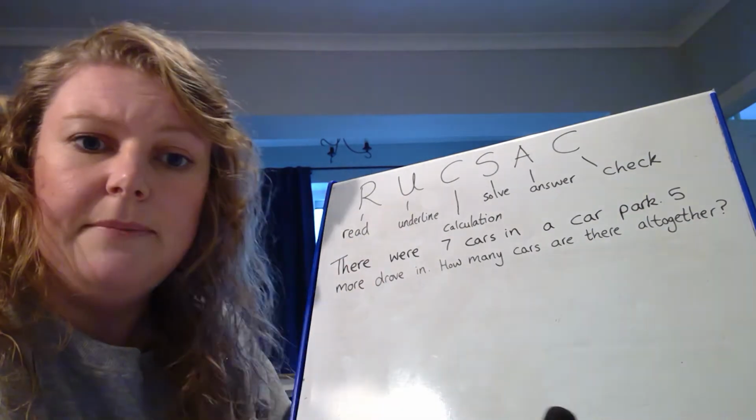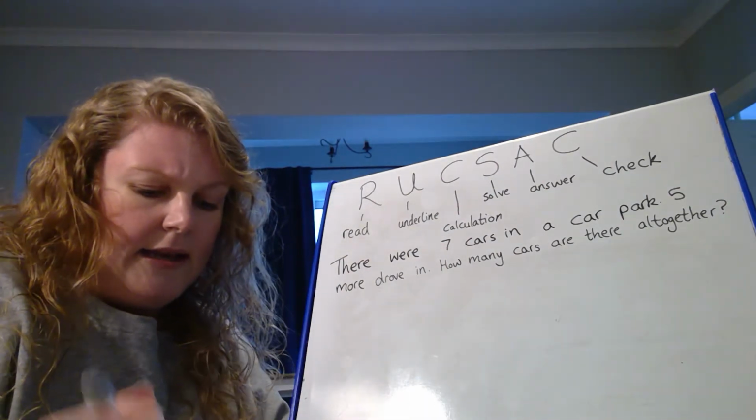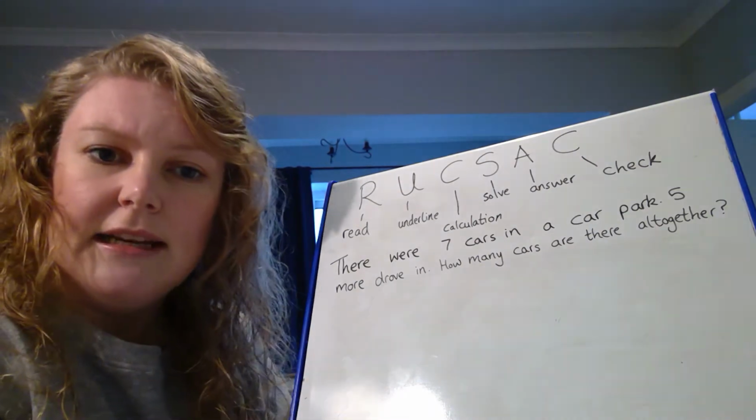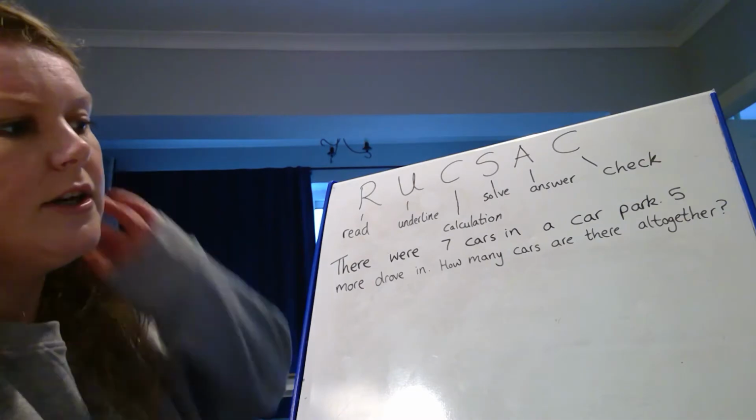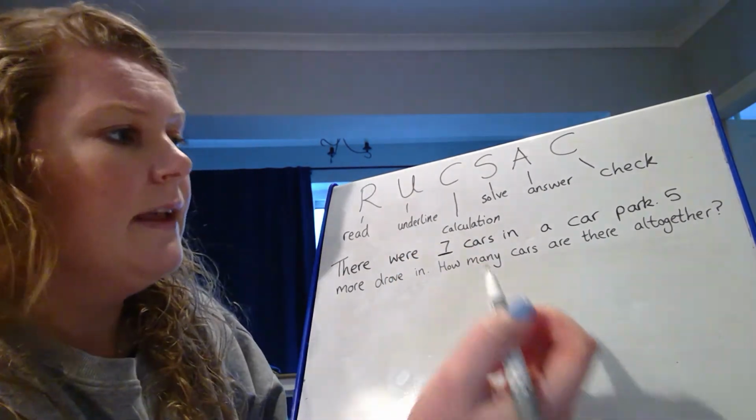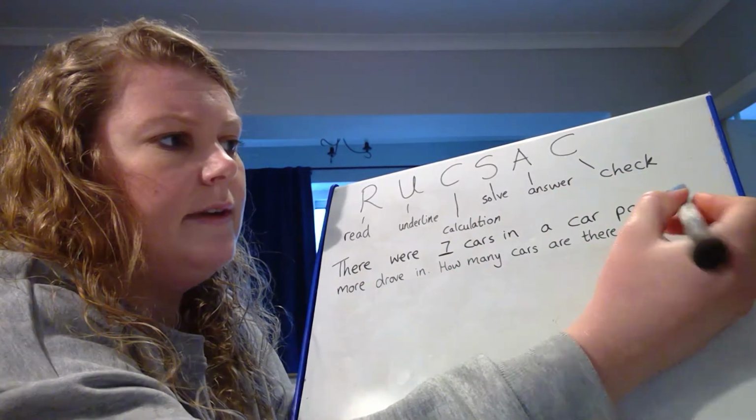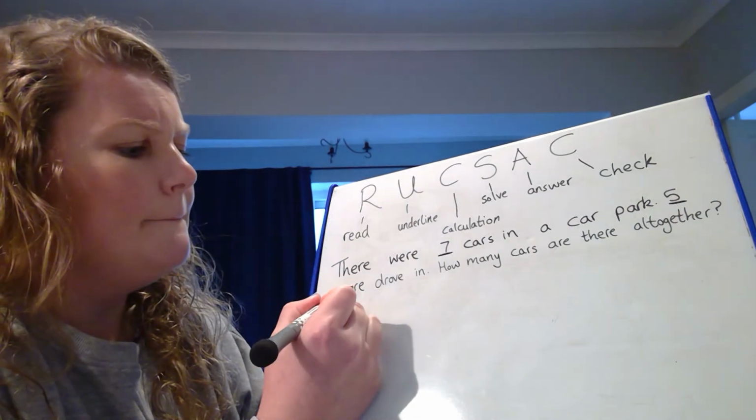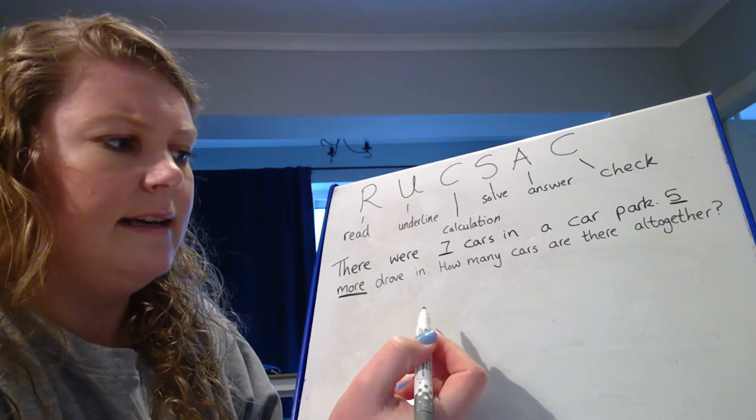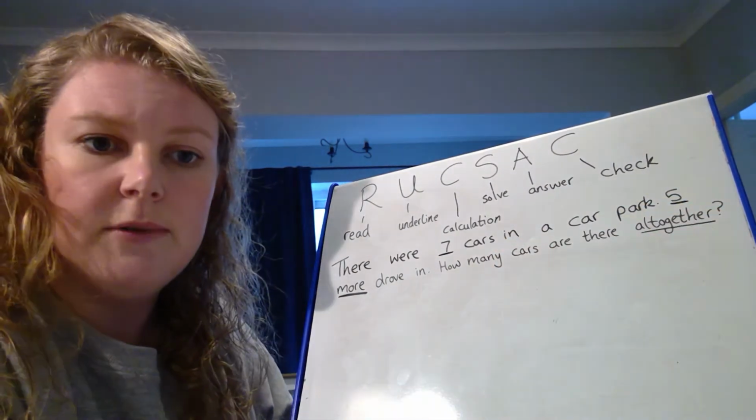So I've read the problem. Now I'm going to underline the important bits. Now the important bits are the numbers usually, okay? But there's also a word that I need to look out for. So the first job, the numbers, there were 7 cars, I'm going to underline 7, in a car park. 5 more, so I'm going to underline the number 5. And then there's an important word here, more. It says that 5 more drove in. How many cars are there altogether? It's another important word there, altogether.